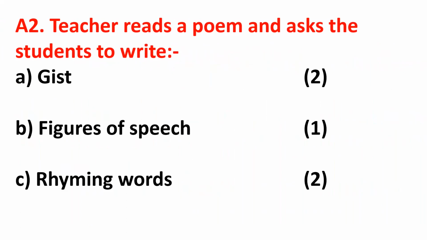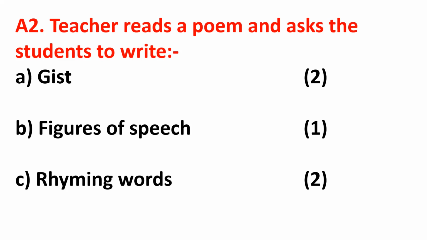First one is to write the gist. Second is to write the figures of speech used in that poem. And third one is to write the rhyming words. In figures of speech, the students have to write only the name of the figure of speech that is used in those lines. And for the third, students have to write rhyming words, which means the examiner will definitely choose a poem which contains rhyming words. Rhyming words, 2 marks, figure of speech has 1 mark, and gist has 2 marks.